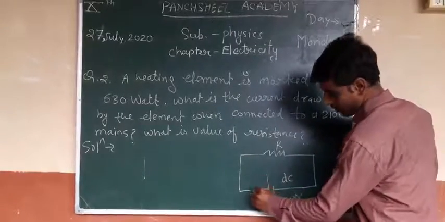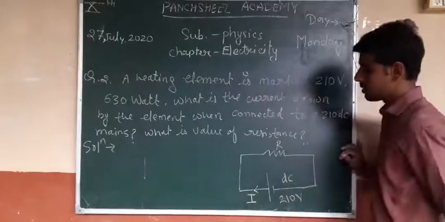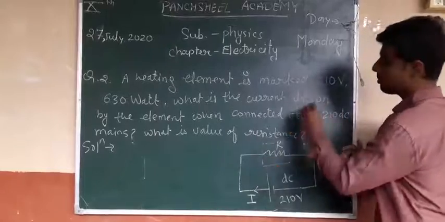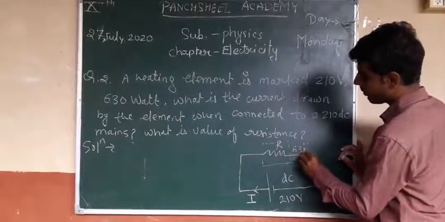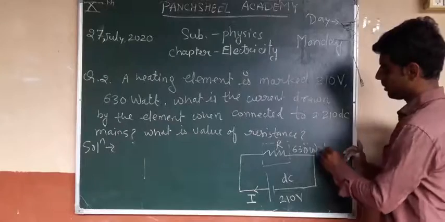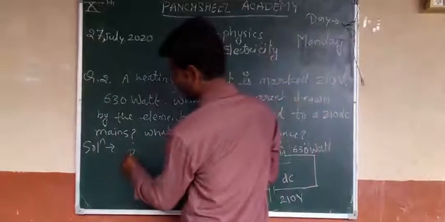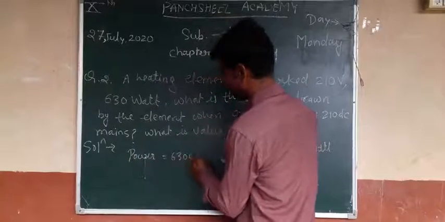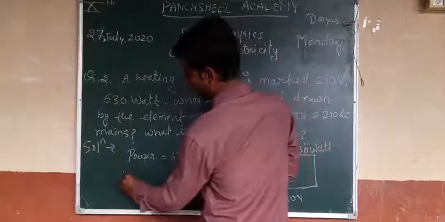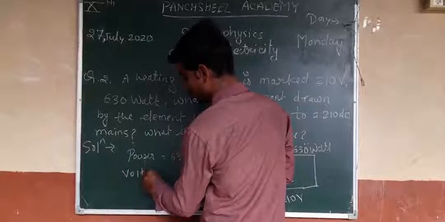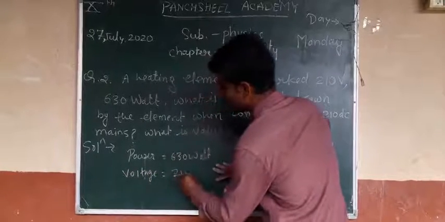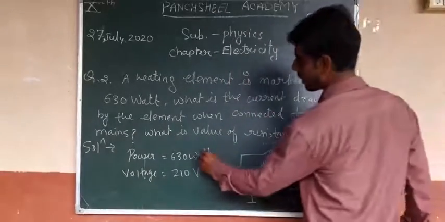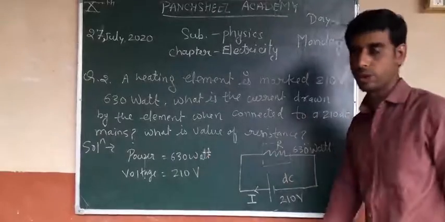So this heating element consumes 630 watt power. One very important piece of information: power equal to what? 630 watt. Okay, and the given voltage is what? Voltage equal to 210 volt. Okay, this is watt, this is power, and this is voltage.